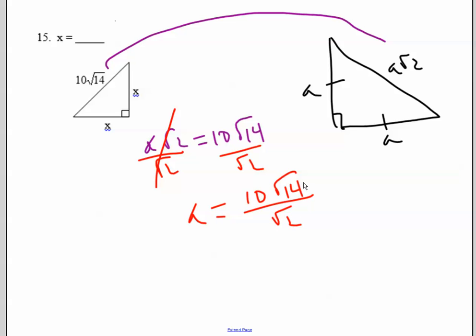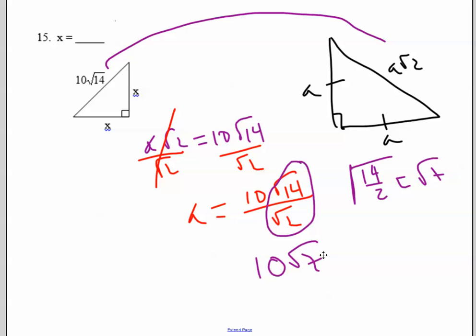Radical plays with radical, so these guys play with each other. And this is nothing more than one big radical, 14 over 2, which is equal to radical 7. So this is just nothing more than 10 radical 7. Boom, done. Happy, happy time.